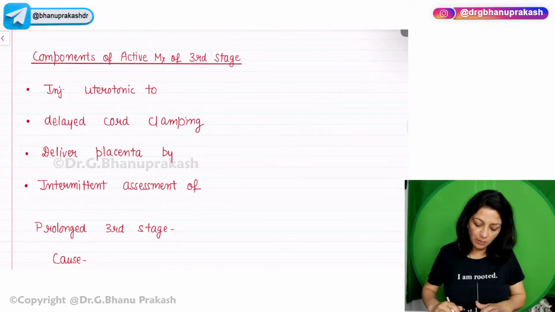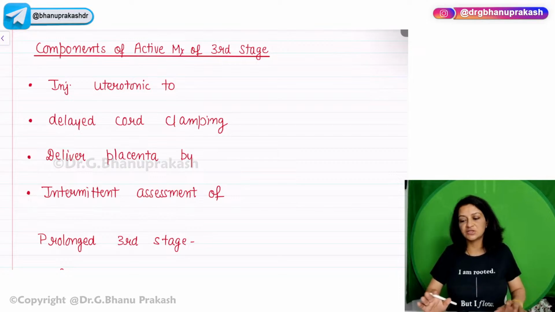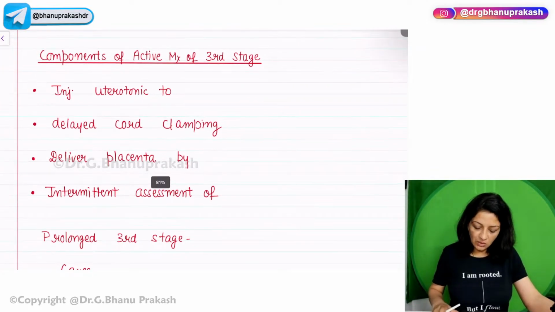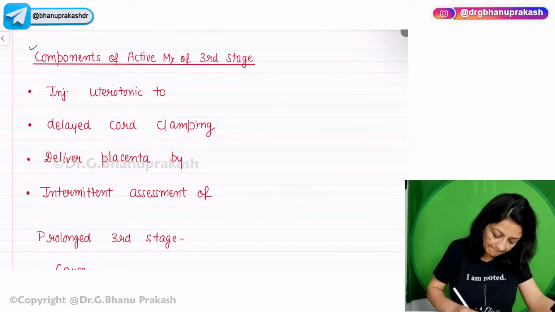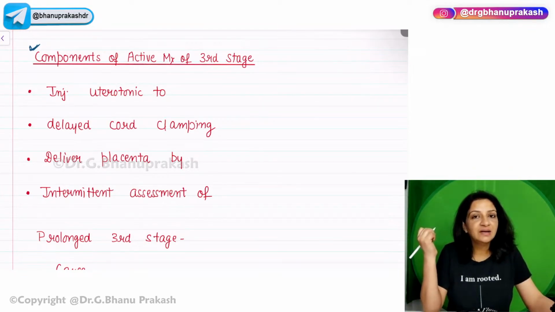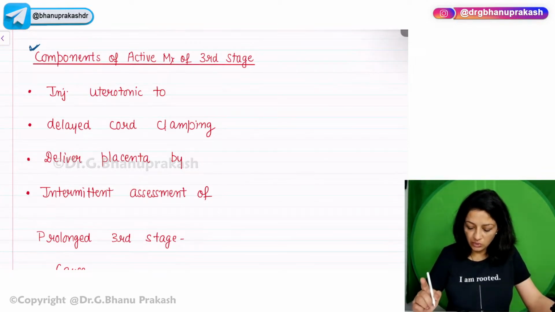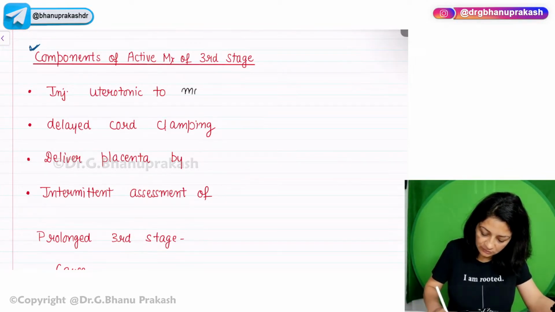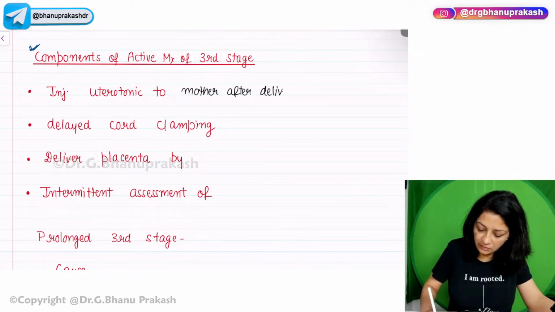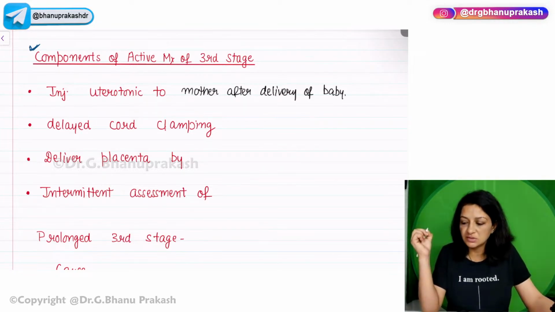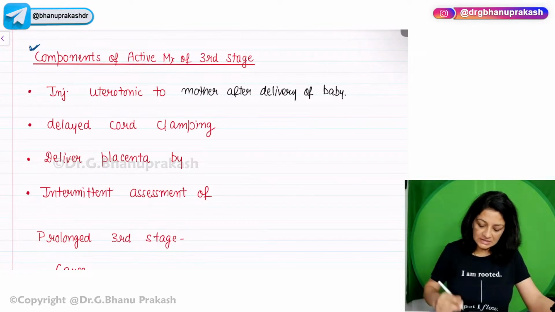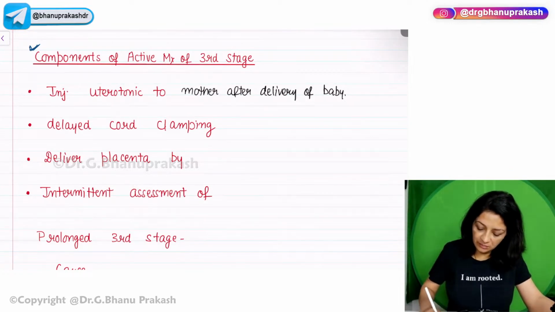Next one is what are the components of active management of third stage of labor. So this point is important. Components of active management of third stage of labor. First one is injection uterotonic to mother after delivery of baby. Injection oxytocin for the contraction of the uterus. Second one is delayed cord clamping more than equal to 1 minute.